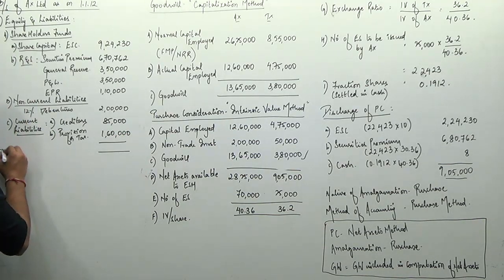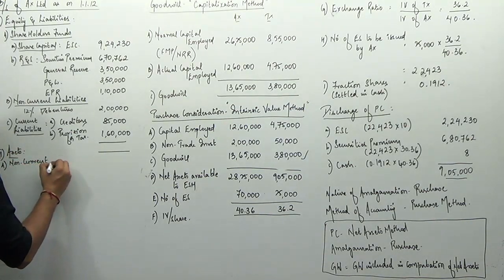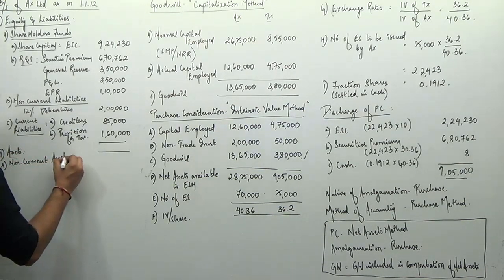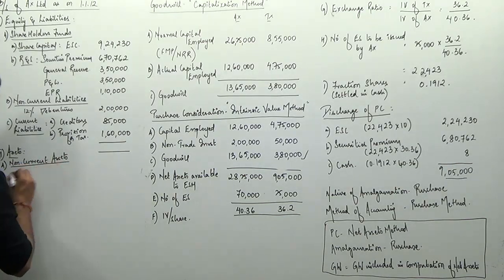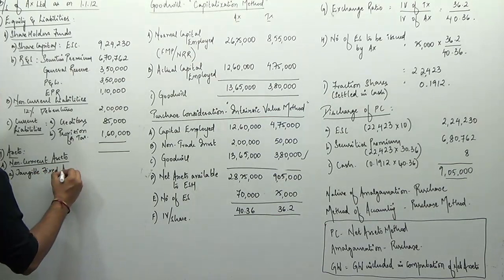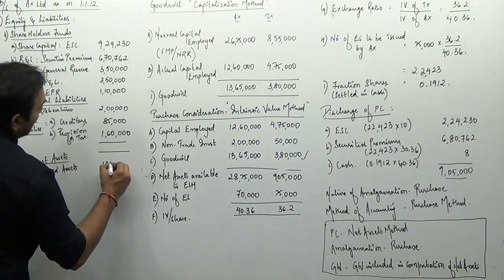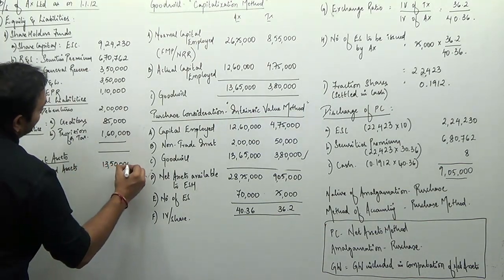Then come to the assets. Under assets, first one, non-current assets. Under non-current assets, tangible fixed assets: a sum total of both, 9,50,000 plus 4 lakhs is 13,50,000.